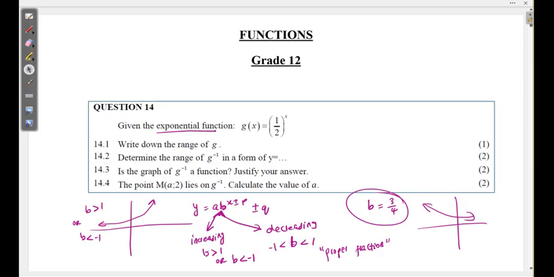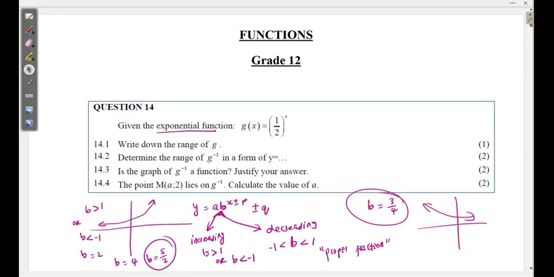Okay? Yeah, examples could be maybe b is equal to 2, b is equal to 4, or b is equal to 5/2. Do you see that it's a fraction, but it's an improper fraction, right? So for the fact that it's an improper fraction, that graph should be increasing there.